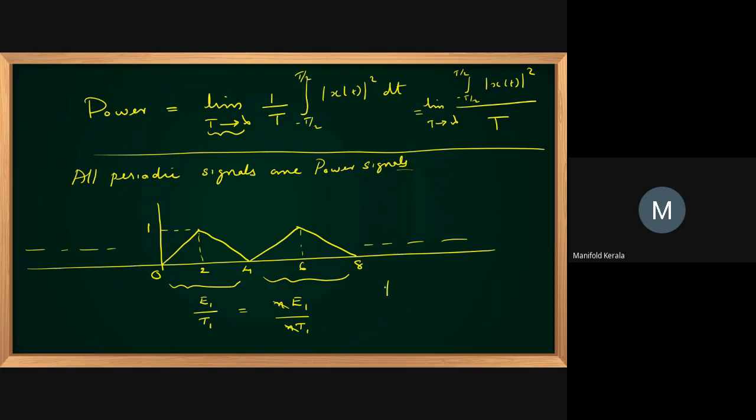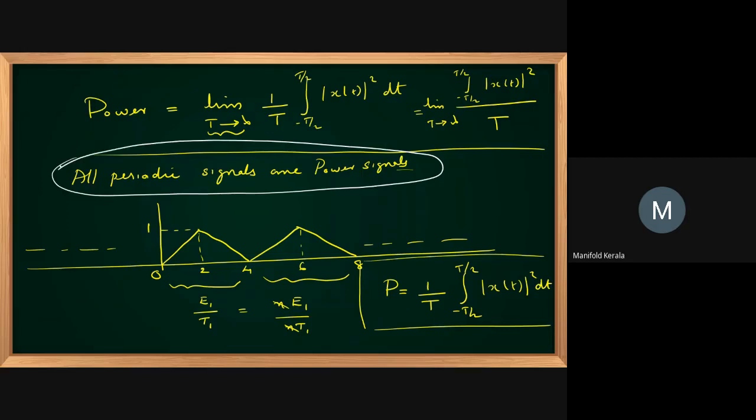For a periodic signal, power is given by 1 by t times the integral from minus t by 2 to plus t by 2 of mod x of t square dt. Why is it so? Because this part gives me the energy in one period divided by one period. Energy in one period divided by one period is equivalent to total energy divided by total time, because the pattern is repeating from minus infinity to plus infinity. So I just need to take this equation to evaluate the power of a periodic signal. Also, all periodic signals are power signals. Okay, all periodic signals are power signals. Is it clear?